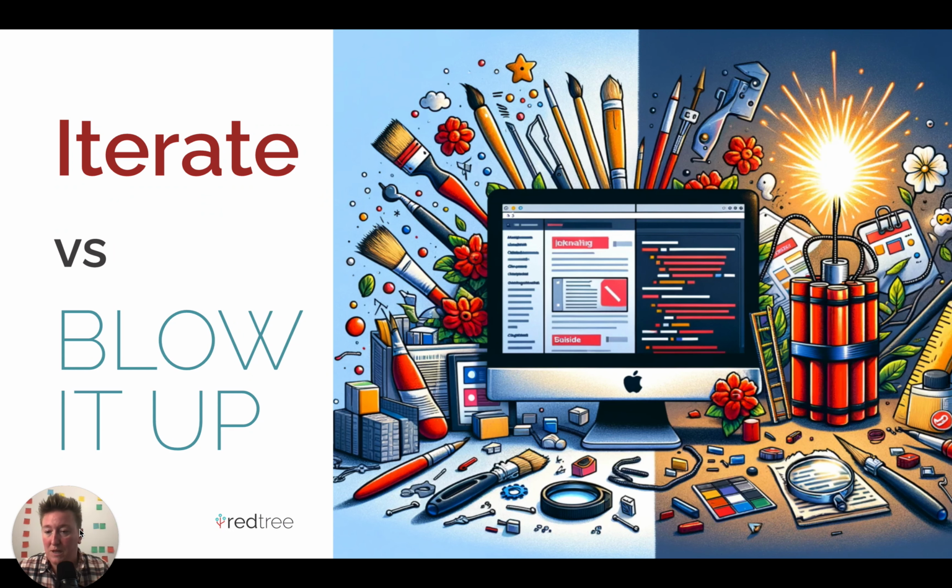Something we get asked a lot is, do I take my current site and try to iterate and make changes, or do I completely blow it up and start from scratch? So there's a couple of things that we're going to go through today that might help you easily answer some of those questions. First and foremost, I will say, if you are not using ChatGPT to help you create visual graphics that convey a point, I would highly suggest.